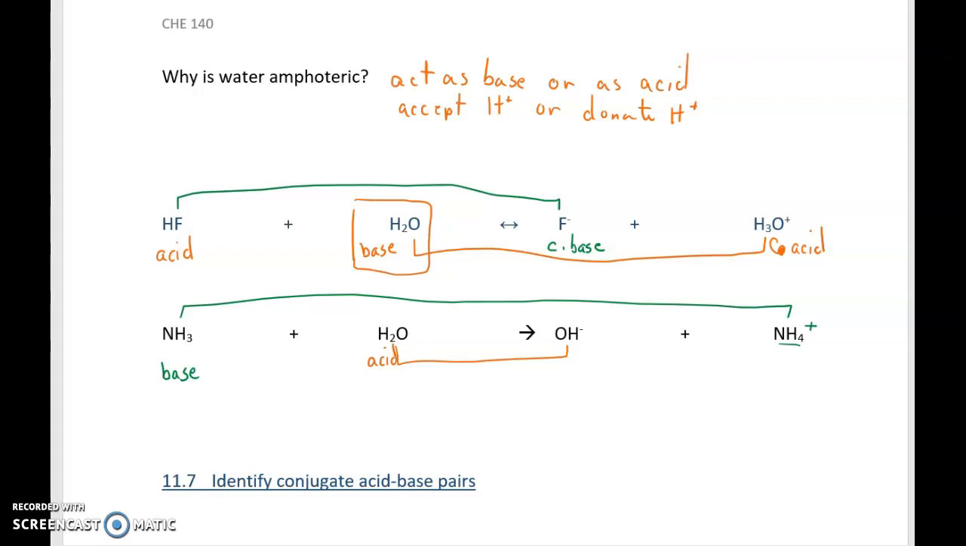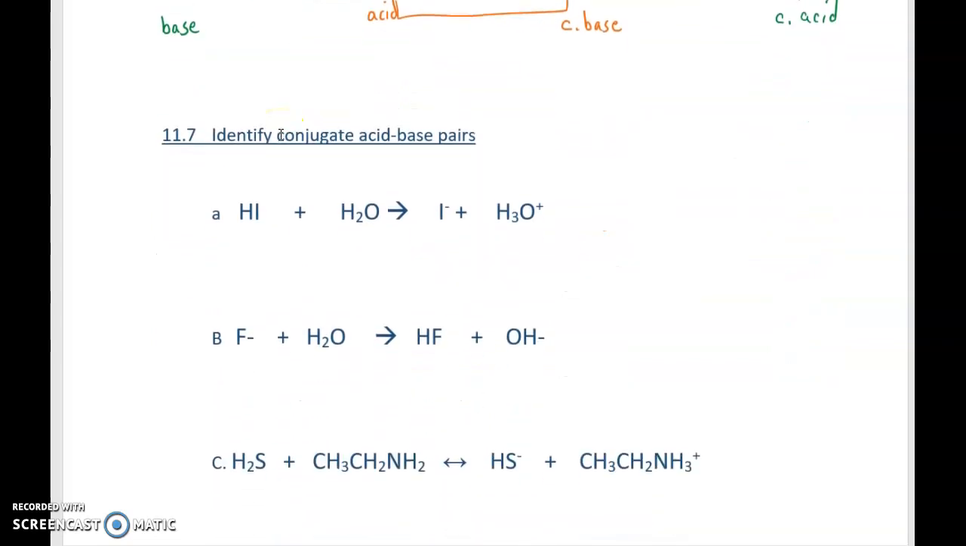The acid is connected to the conjugate base on this side, and this must be then the conjugate acid. So on each side we have an acid and a base. On each side we have a conjugate acid and a conjugate base. Note that the base is attached to the conjugate acid. So let's look and identify some pairs here.